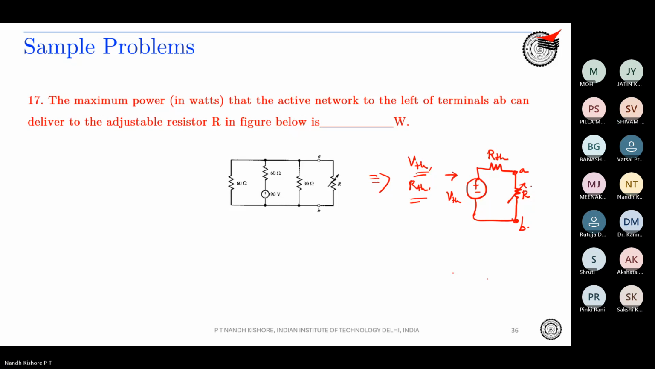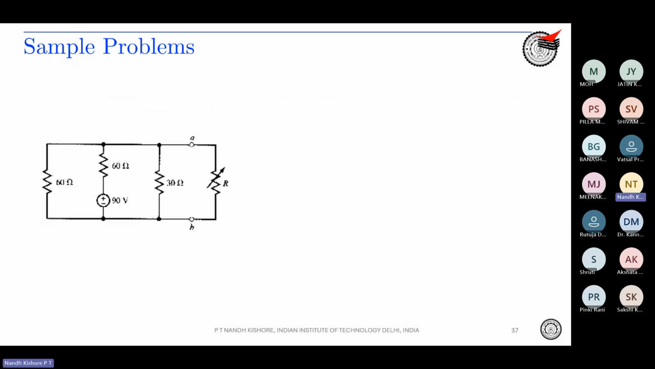Okay, sir. So first question is R Thevenin. So how do you find out R Thevenin? You short the voltage source. So you short the voltage source. What is the equivalent resistance when you see from here?